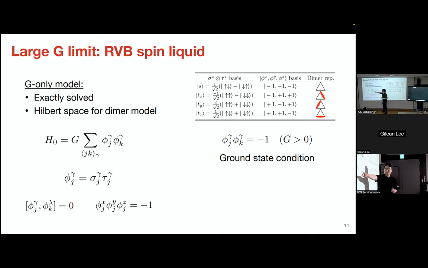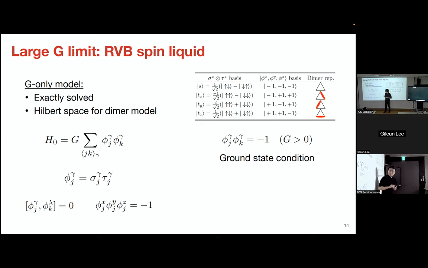Here, the interlayer interaction is written in terms of this phi variable. Phi is basically a composite spin, a simple product of sigma and tau. Remember, we had two sigma variables and two tau variables, and I just paired them up in this fashion. Then the Hamiltonian becomes this bilinear form. Very interestingly, these five variables all commute with each other, meaning we can treat them as classical variables taking +1 or -1.